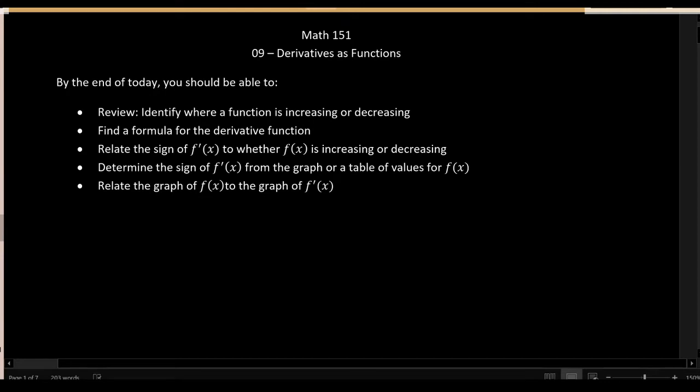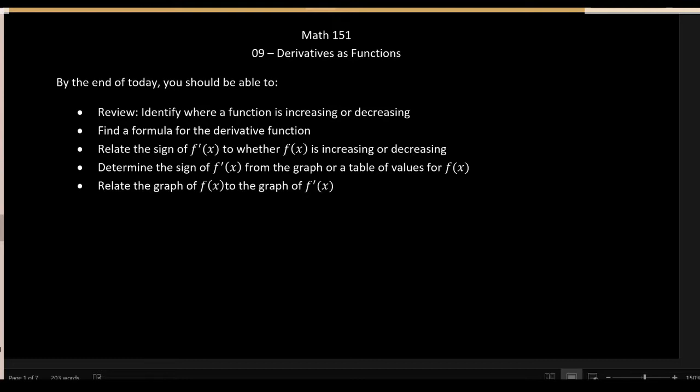Today we have our last day of talking conceptually about the derivative before we get into the nitty-gritty of how to calculate the derivative efficiently. So by the end of today, I want to review a concept from pre-calculus about a function being increasing or decreasing. And then I want to introduce this idea of the derivative not just as a number, but the derivative as a function. We're going to relate the sign of the derivative as a function back to the original function and whether the original function was increasing or decreasing.